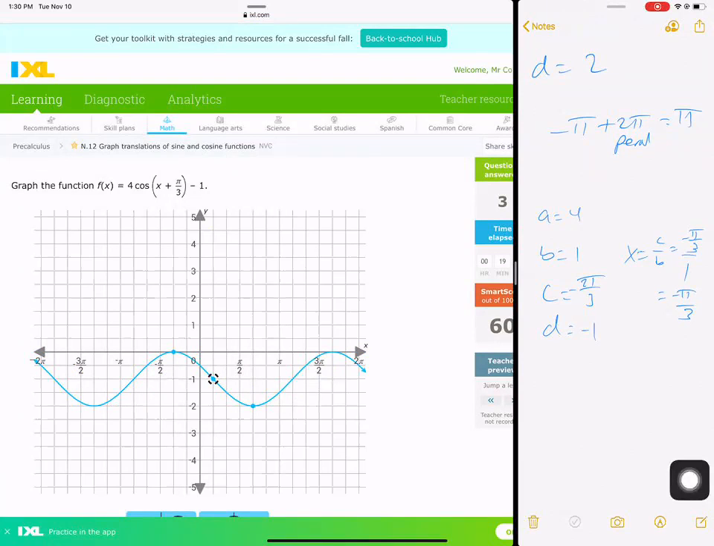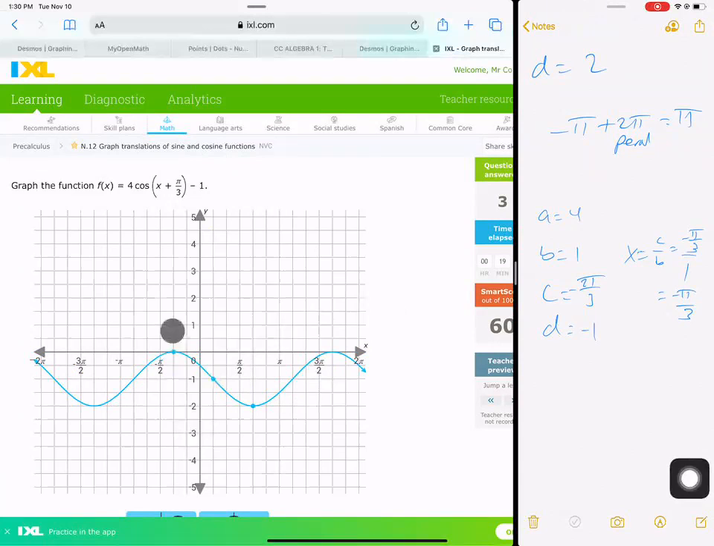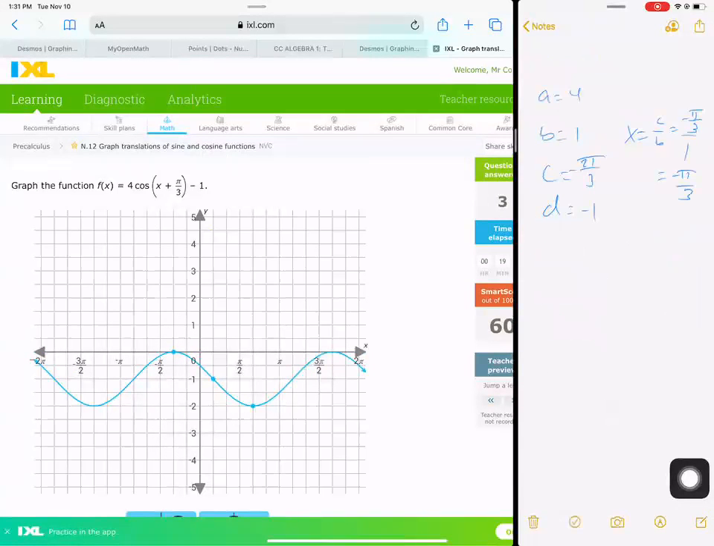So if you notice, I am starting the graph right here, at -1/3. My cosine goes up, down, up. Now we have one more thing to change, and that is my amplitude. I need 4. So I move this up 4 spaces from -1, which would be +3.